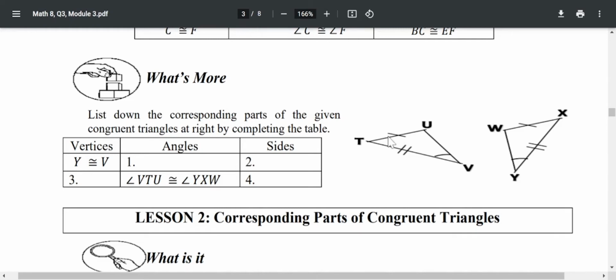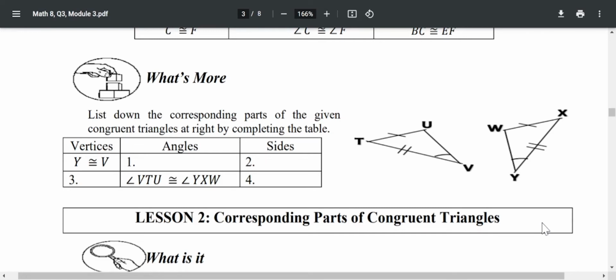So side TU with one tick mark is congruent to side WX because it also has one tick mark. And then side TV is congruent to side YX. And then UV is congruent to WY. So that is how we identify corresponding parts.